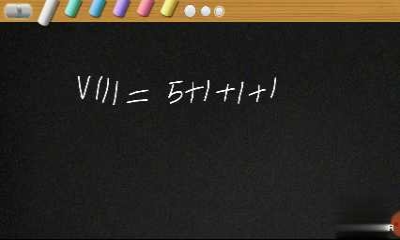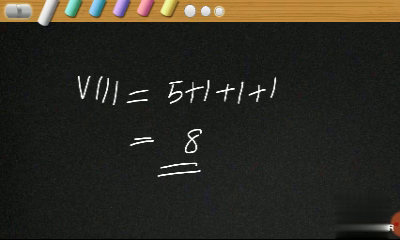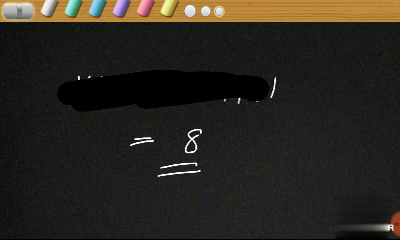So what is VIII? Here also, on the right side, all three I's are smaller than V. Isn't it? Right side numerals are smaller than V. So what is the answer? V means 5. I means 1. How many ones? 3 ones. 1 plus 1 plus 1. 5 plus 1, 6, 6 plus 1, 7, 7 plus 1, 8. Is it clear? Okay.